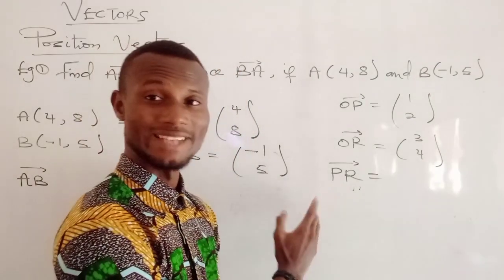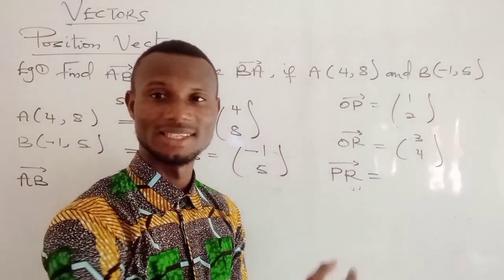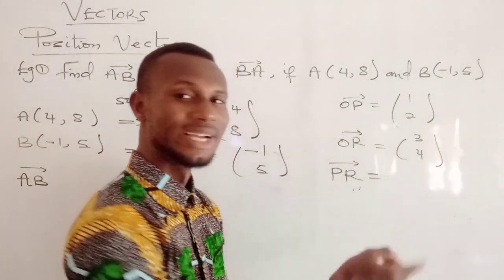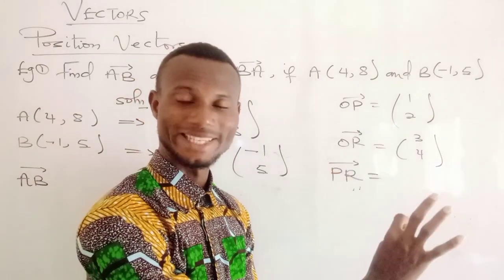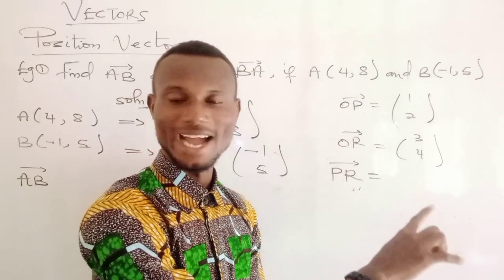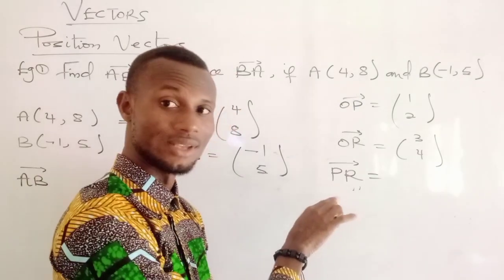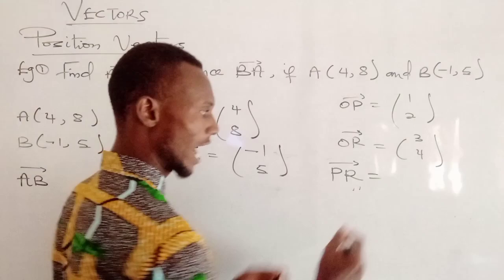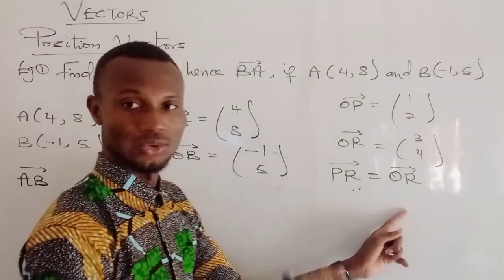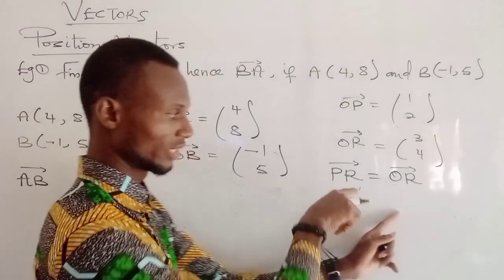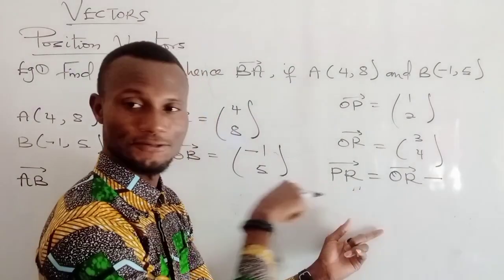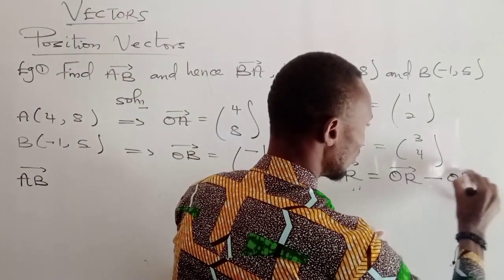So we are finding the vector PR here, and the rule that governs it says that to find the vector PR, it is always the position vector of the last letter, which is the R, minus the position vector of the first letter, which is the P. So the vector PR is going to be the position vector of the last letter, which is OR. I've just explained position vectors to you. So OR minus the position vector of the first letter, which is OP.